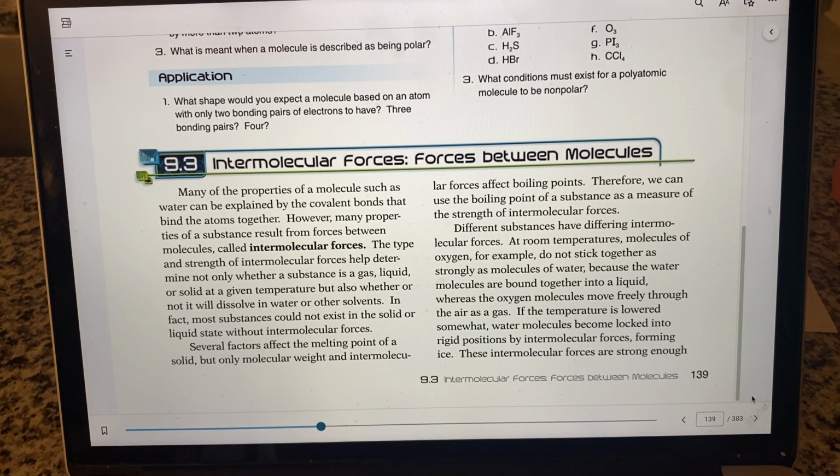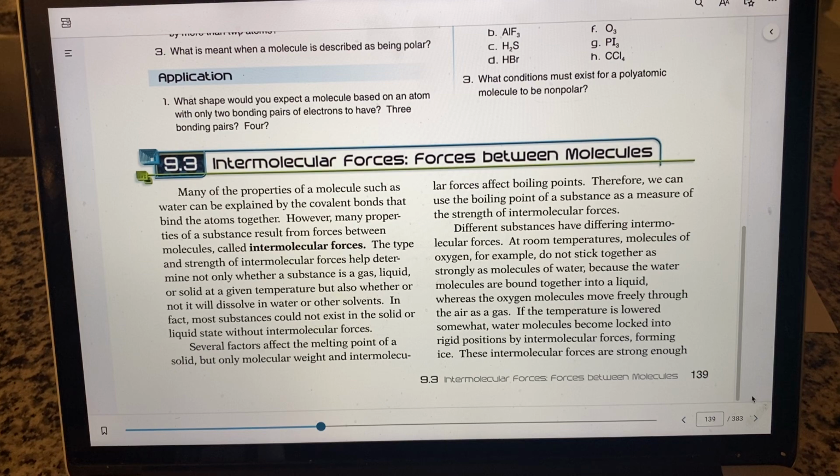You can know if it's dissolved in water or solvents because of these intermolecular forces. And solids could not even exist as solids or liquids without these forces. So we're talking about intermolecular forces that hold things together. Molecular weight and intermolecular forces affect boiling points of certain things. And the stronger the forces, the higher the boiling points.